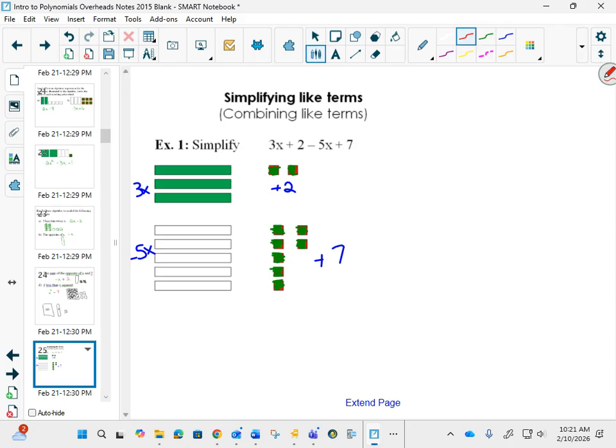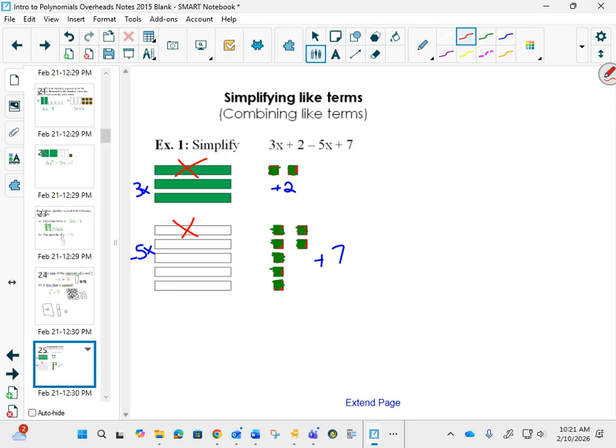So I can cancel out this one with this one. Does that make sense? Because I have a positive 1 and a negative 1, right? And these are x's, but it would be the same thing. If you had 1 apple and then you ate 1 apple, how many apples would you have left? 0.